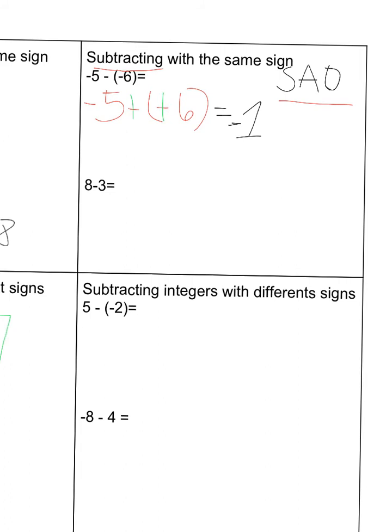Okay, I'm looking at my problem. I have 8 minus 3. To subtract, I have to add its opposite, so click, clack. So this now becomes 8 plus negative 3. They have different signs, so I subtract the absolute values. 8 minus 3 is 5, and the answer remains positive because 8 has that larger absolute value.